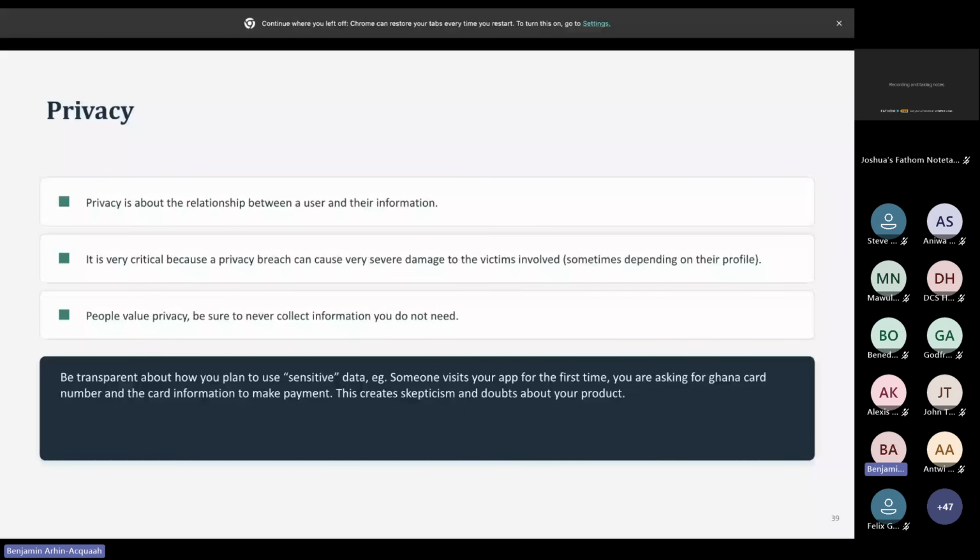So it's the same way. Maybe you may have a good reason for taking that data. So you need to anticipate that people are skeptical about providing such information, and you want to explain to them why you are taking that information and what you intend to use it for.